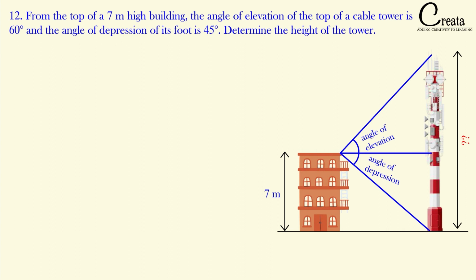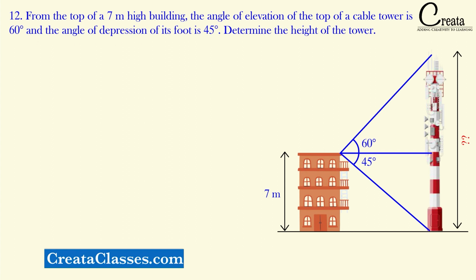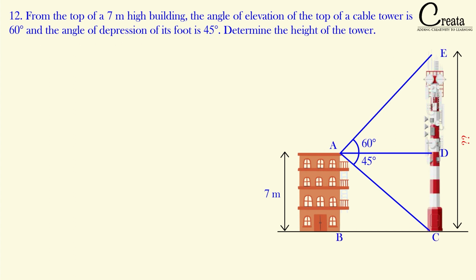The angle of elevation is given as 60 degree and the angle of depression is given as 45 degree. Note that here both of these angles are taken with respect to the horizontal line. And in this question we have to find the height of the complete cable tower. Let's take the points as A, B, C, D and E. AB is the height of the building which is given as 7 meter and EC is the height of the cable tower which we have to calculate in this question.